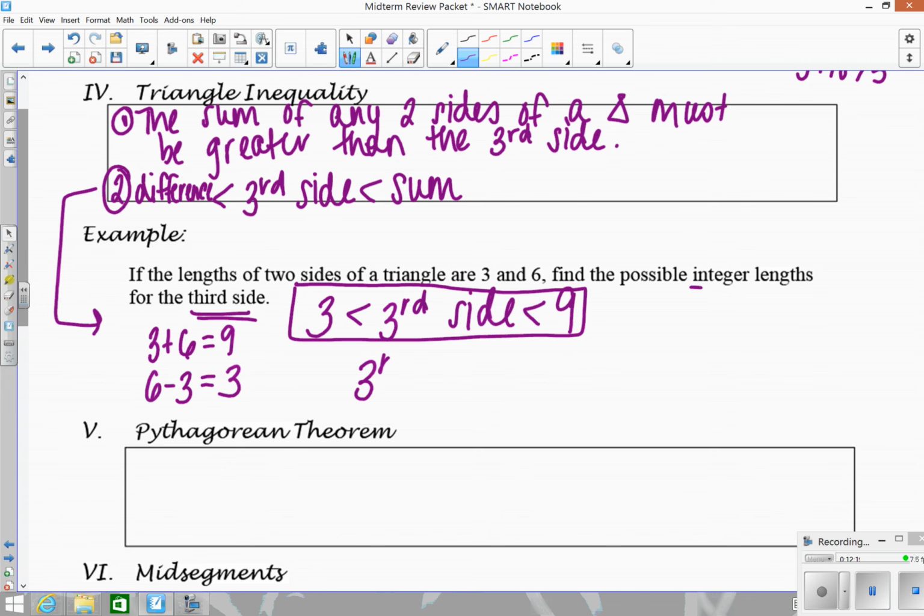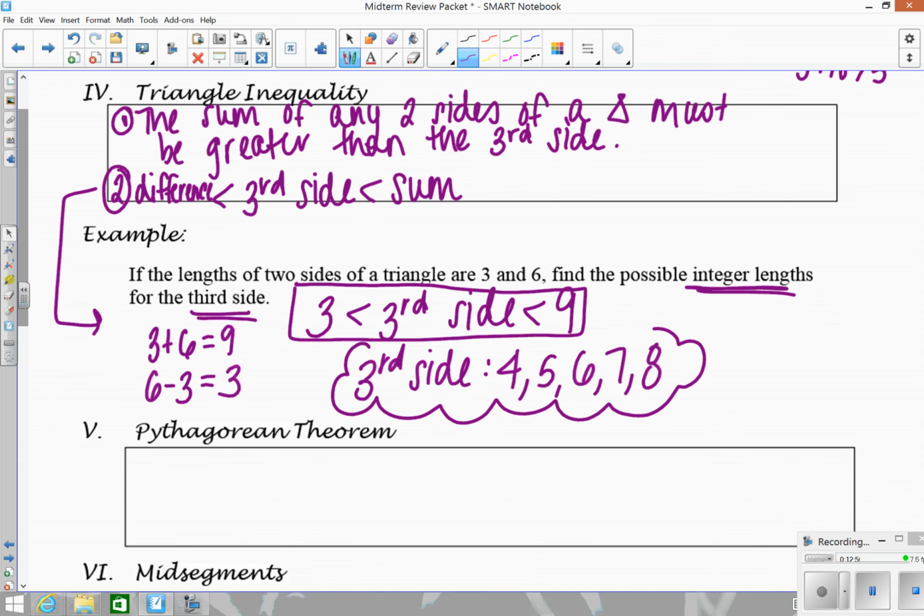But since it says find the possible integer lengths, that means that we want whole number values or integer values. So we'd actually list them out. You can't have decimals. So the first length that you could have would be 4, then 5, 6, 7, and 8. And we can't include 3 or 9 because you have to be greater than 3 but less than 9. And since it says integer lengths, that's why I'm not including 3.1. I'm not including decimals because of the way the question's worded. So it depends on the question. If it says write an inequality, it would be left like this. If it says to list integer values, then you actually list the numbers.